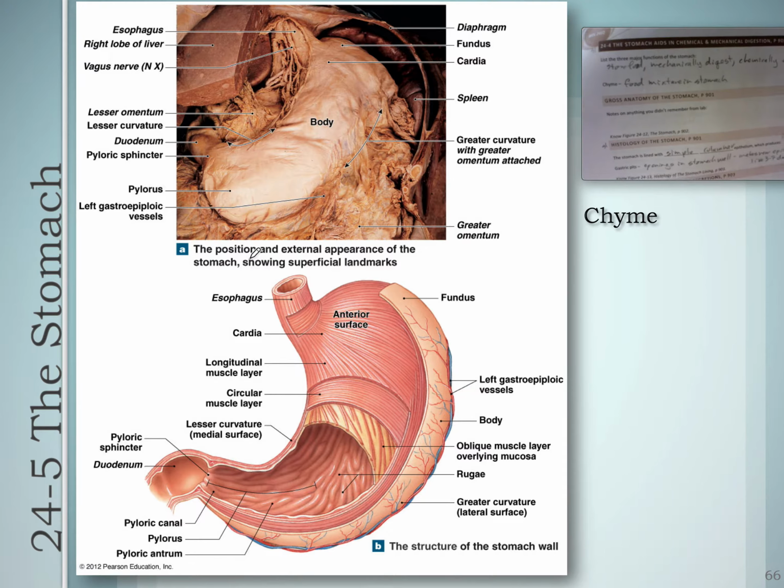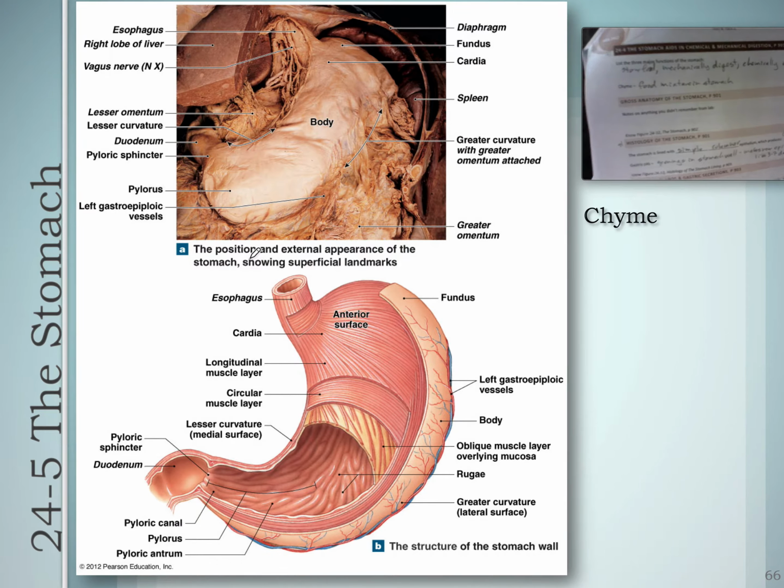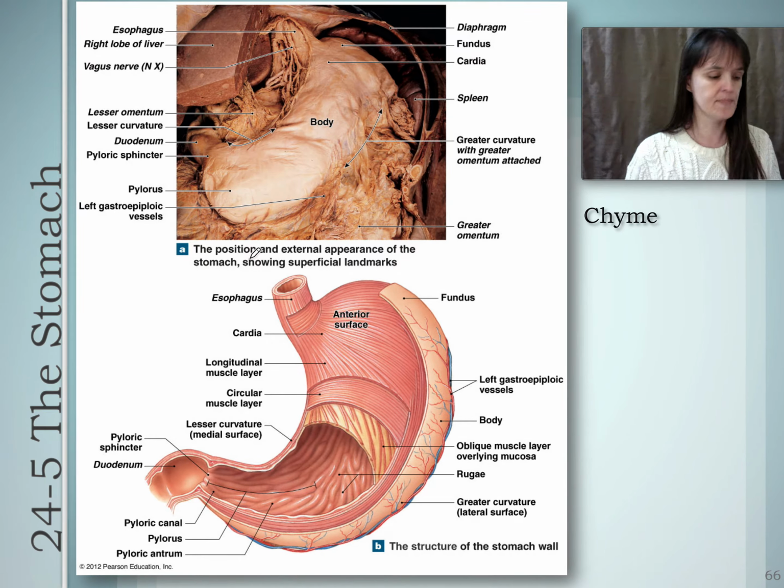24.4, the stomach aids in chemical and mechanical digestion. So there we are. Stomachs. Three major functions of the stomach. It stores food, it mechanically digests the food, that means to break it up into smaller bits, and chemically digests the food, and that's to chemically break it down.